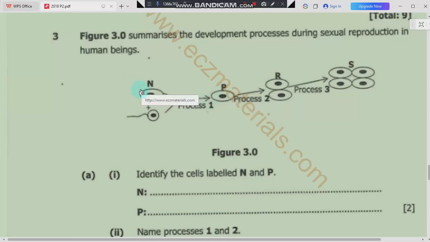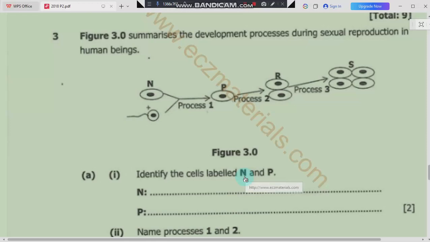So cell N, we know this one is an egg. Other terms that you can use, it is known as an oocyte. So this is an egg and this is a zygote. Since we have a zygote here and we have an egg, automatically this is making this one a cell, which is also known as spermatozoa. So on the question, they want you to identify N and P. We said N is the egg, P is the zygote. So here there's a process that is happening to form a zygote.